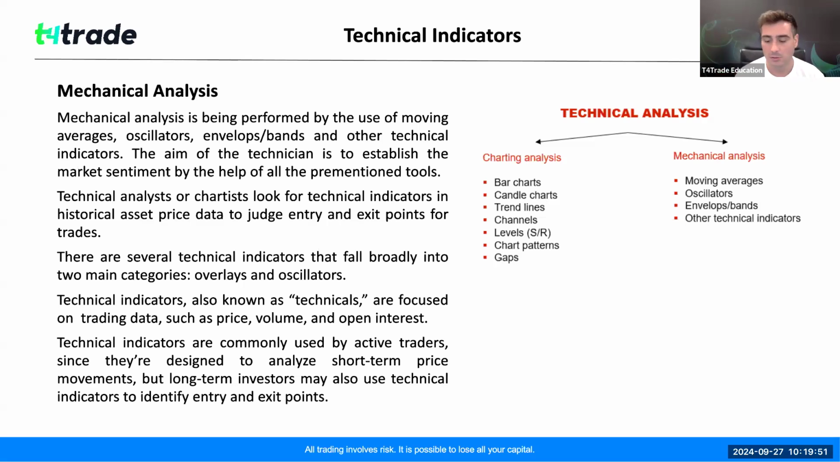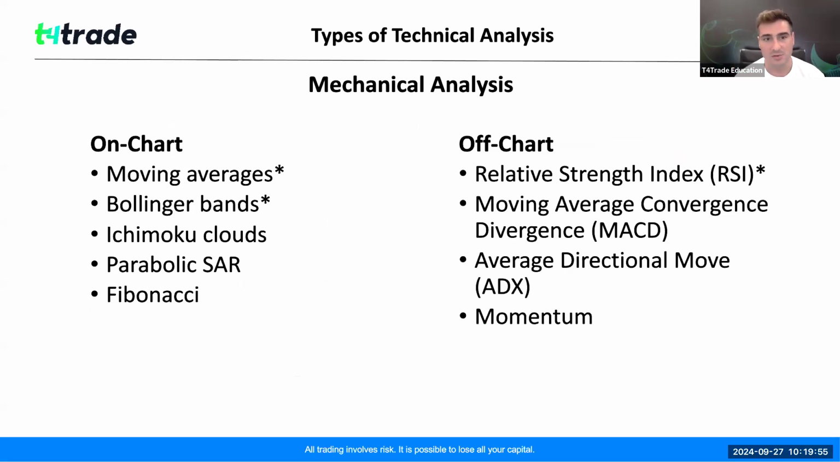Okay, so enough blabbering, let's move on. Types of technical analysis, as we said, mechanical analysis has another split between on chart and off chart. I just mentioned this. So on chart, we have Bollinger Bands and moving averages, the two we're going to discuss today.